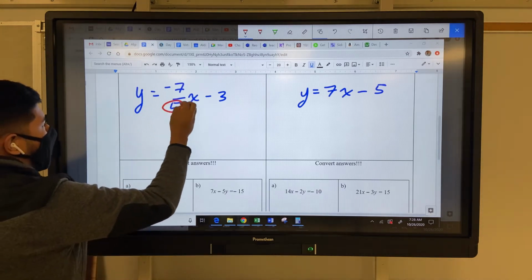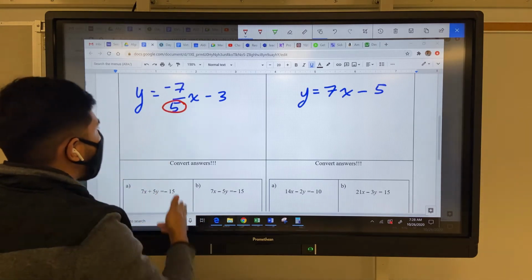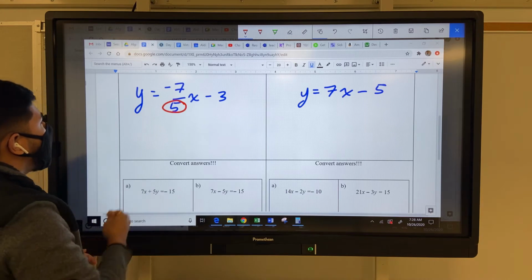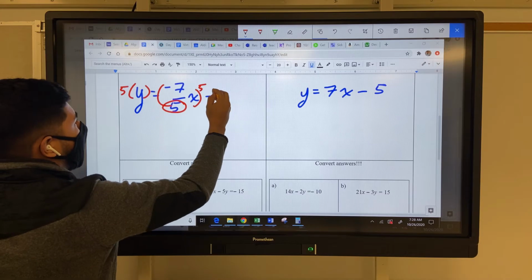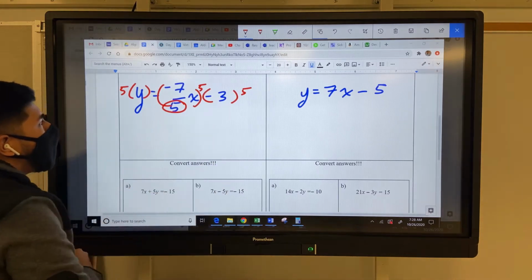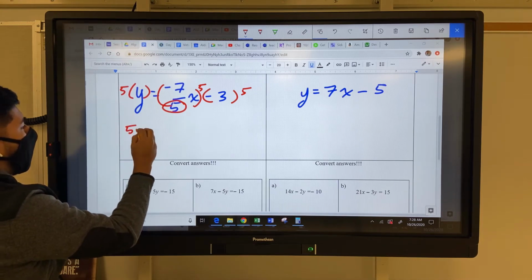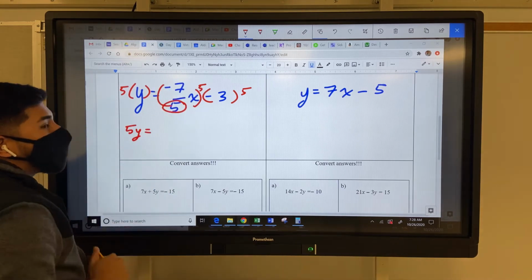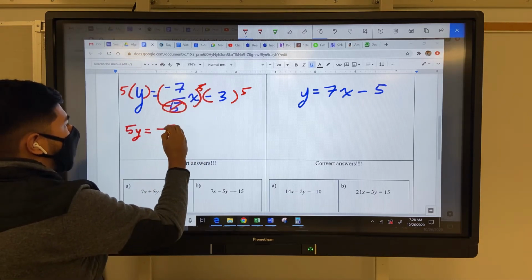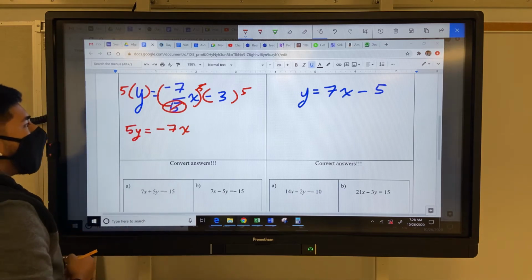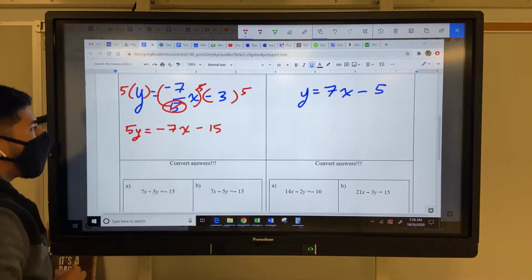We have this 5 down here of the fraction. Got to get rid of it. The way I do it is I multiply everything by 5. So I multiply this times 5, I multiply this times 5, and I multiply this times 5. Be very careful, follow. So 5 times y is 5y. 5 times this fraction, if you do it in the calculator, gets rid of the 5, so you have just -7x. And last, 5 times -3 is -15.